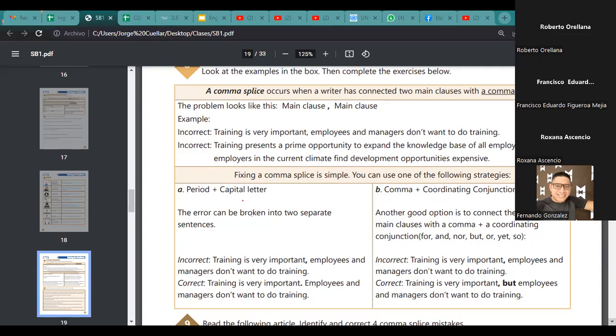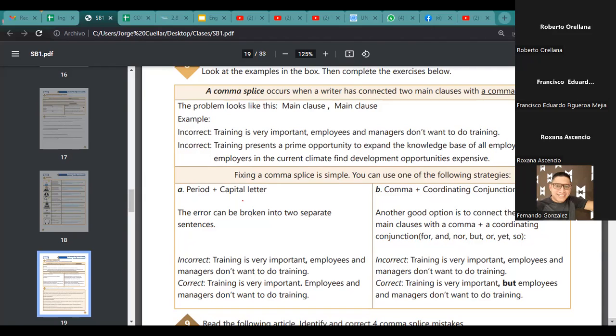It has to be either, with a period and a capital letter, or yes, we can leave the comma and use another conjunction, but a coordinating conjunction, something that is going to join them together or separate them, right? So and, for, nor, or, yet, so, any of those. And that is it. It's not a big deal. And sometimes it's very obvious.